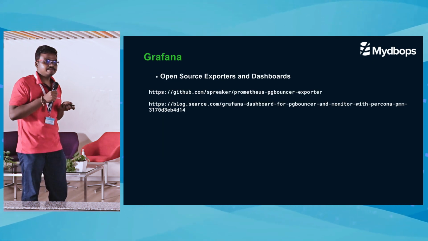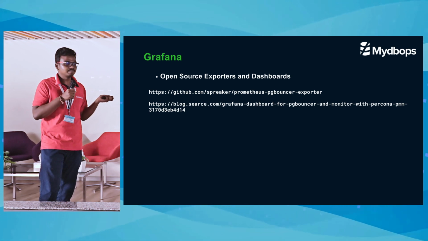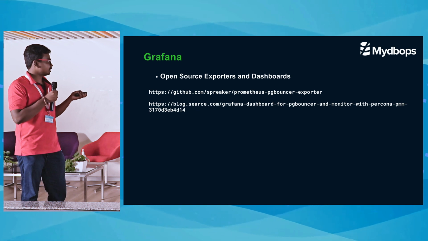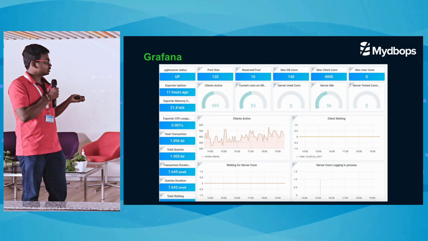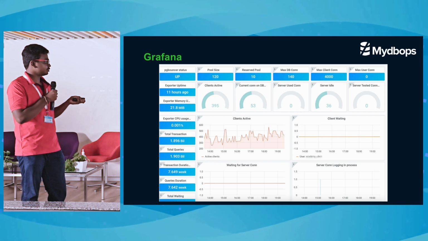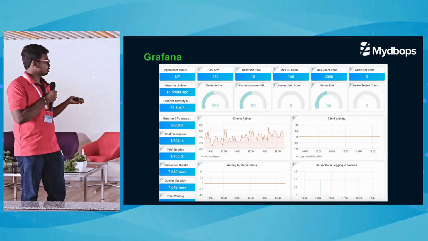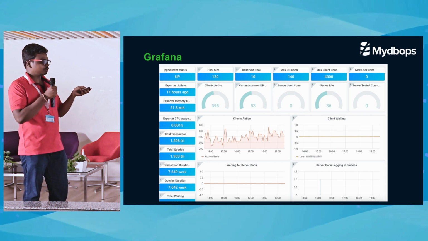If you already have Prometheus in your infra or some other Grafana, you can simply configure it by using the PgBouncer exporter. It has very good dashboards like this. It gives you all the consolidated things like client active and waiting. Most of the details will be available, and you can select the time range for how long you want to see.